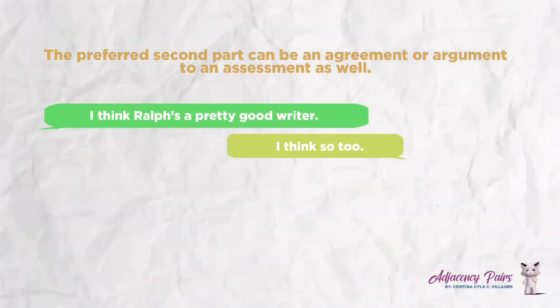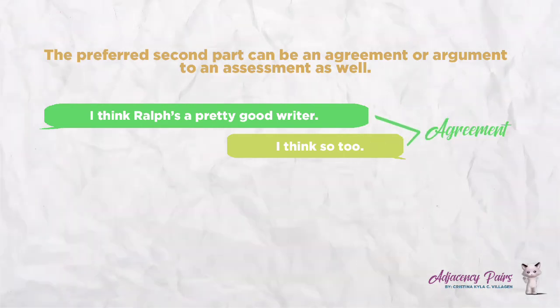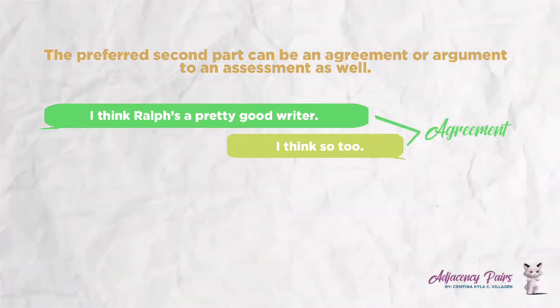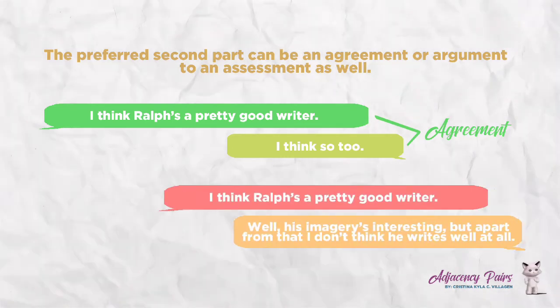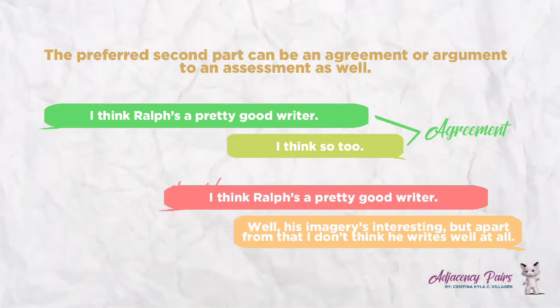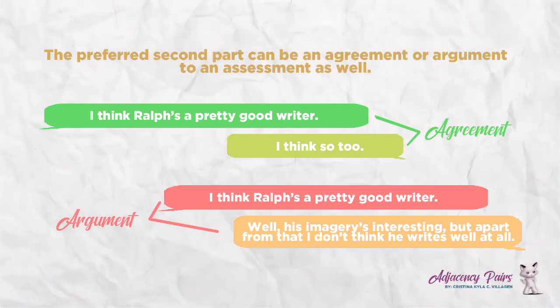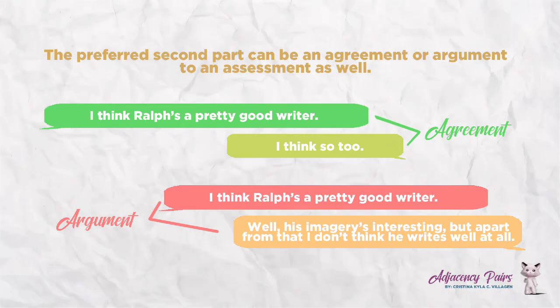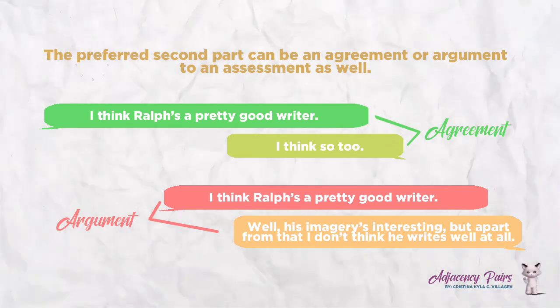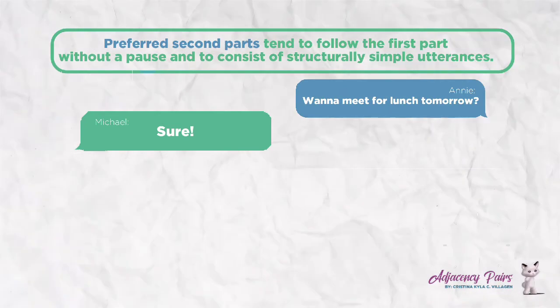In the example of the second part being an agreement, Fiona stated that Ralph is a good writer, then Kian agreed to it. However, in the example of the second part being an argument, Fiona stated that Ralph is a good writer, but Kian did not agree and stated his reason why he believes otherwise. For another comparison between preferred and dispreferred responses, here are other examples.